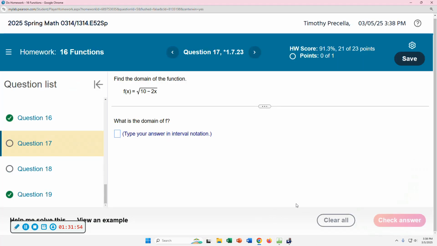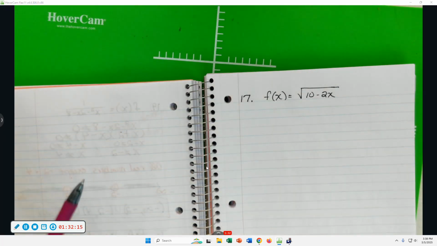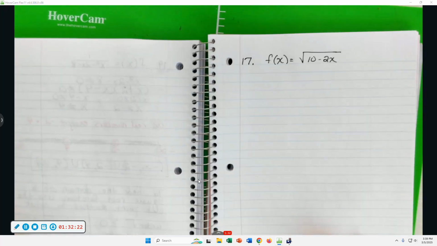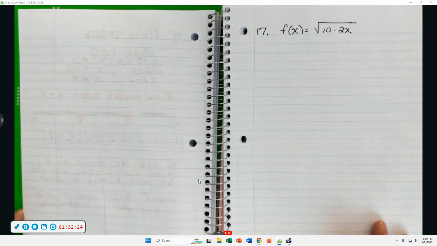Let's do 17. The function f of x equals the square root of 10 minus 2x. So the instructions are saying find the domain. That means what numbers can we plug in for x? We don't want a negative number under here. You could guess, if you wanted, like 0. It's okay to plug a 0 in.